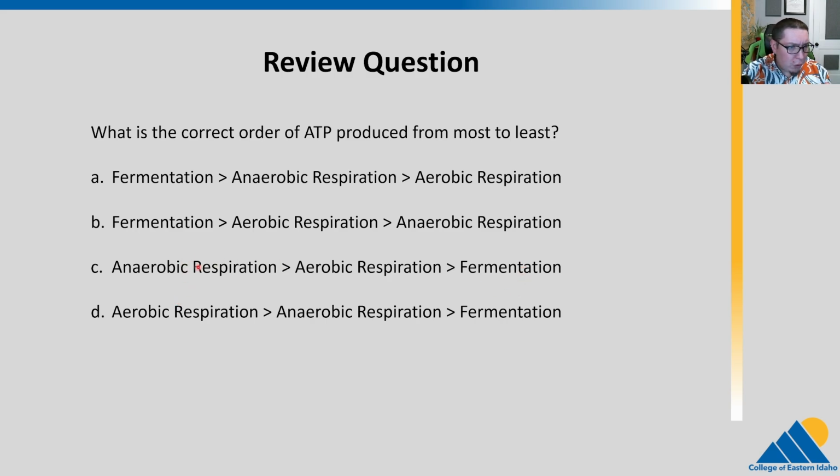All right, and then we have to consider, is it anaerobic respiration or aerobic respiration that produces the most? Well, I said oxygen pulls those electrons stronger than these other things. So aerobic respiration produces the most ATP. Anaerobic respiration comes in second. It produces more than fermentation, like way more, but less than aerobic respiration. So our answer here would be D. Aerobic respiration the most, then anaerobic respiration, then fermentation.